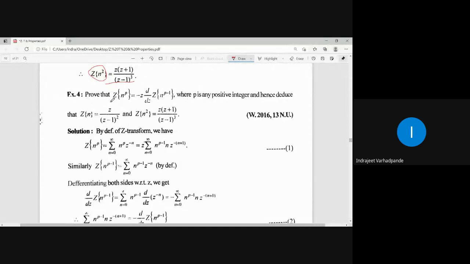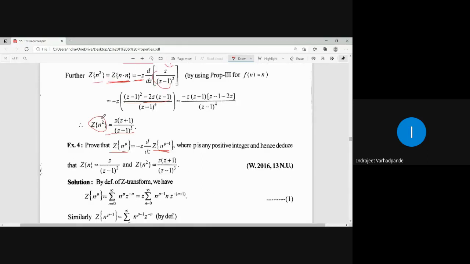To prove that z of n to the power p is equal to the next property. What we are going to do is generalize the multiplication by n property: prove that z of n to the power p is minus z into d/dz of the z transform of n to the power p minus 1.